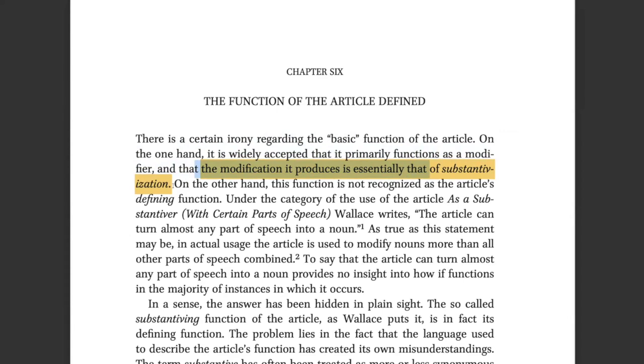So, like if I used an adjective like good, if I said ho agathos, that would be the good, or the good person, and so it substantivalizes something that's not a noun. On the other hand, this function is not recognized as the article's defining function, and that's because what do you do when the article already is modifying a noun, right? We'll get to that in just a second, but let's finish this.